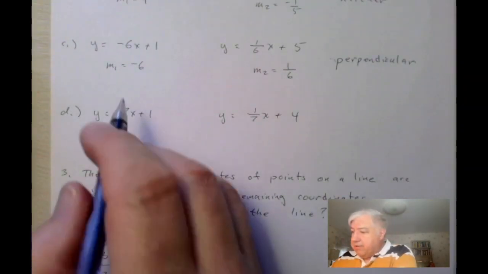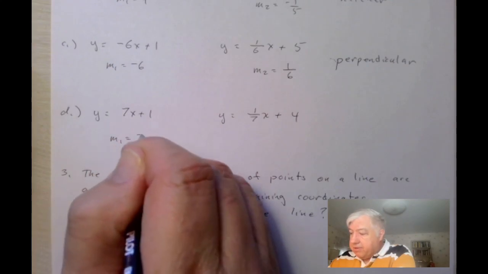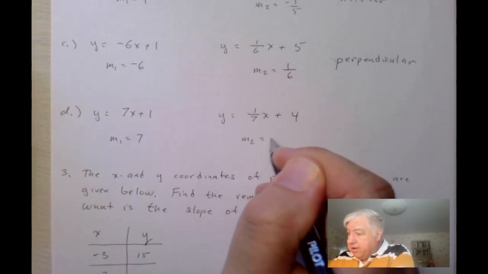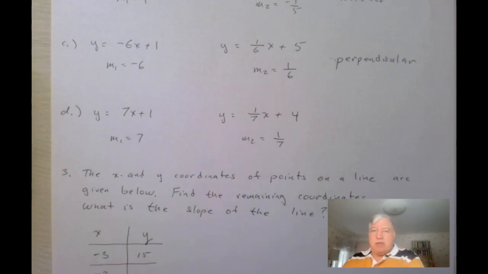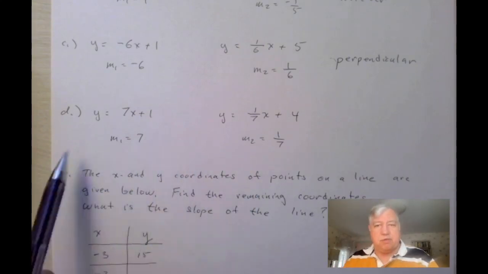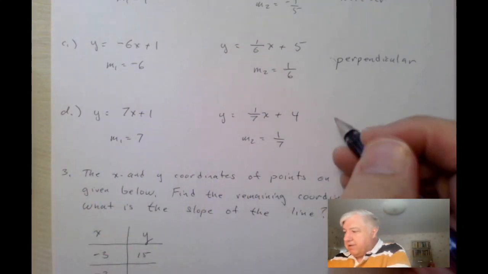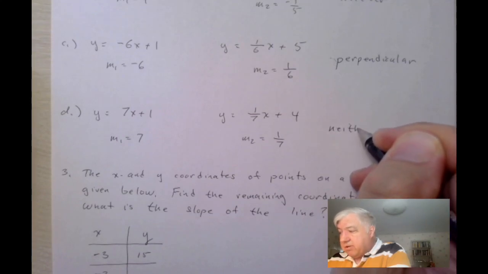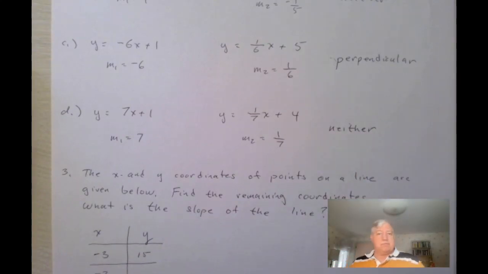And here the slope is 7. The slope here is 1/7. They are not negative reciprocals of each other because they're both positive, right? So these are neither parallel nor perpendicular. All right.